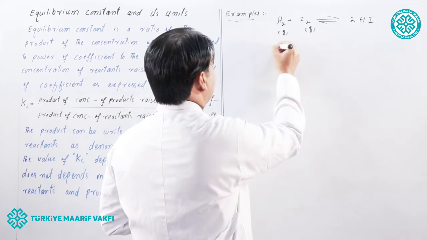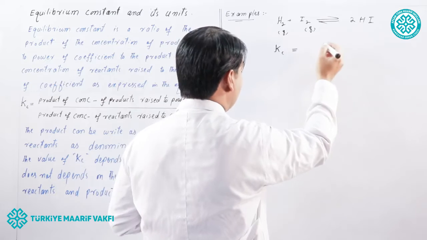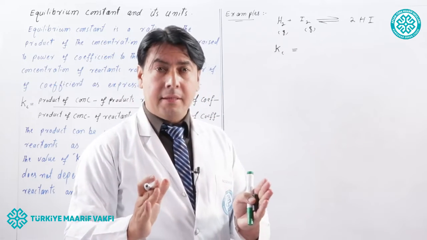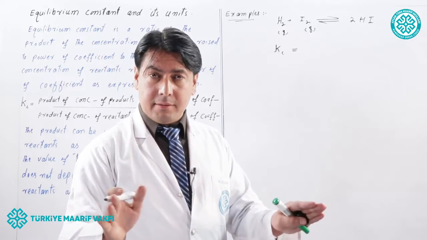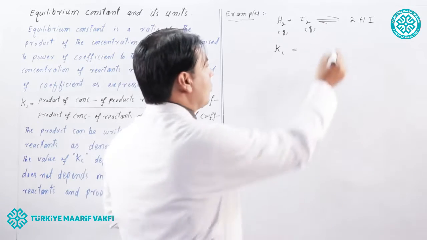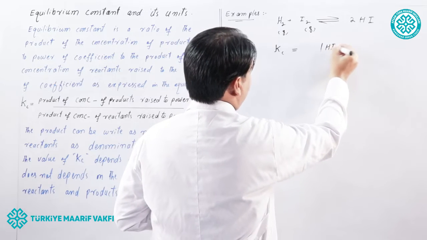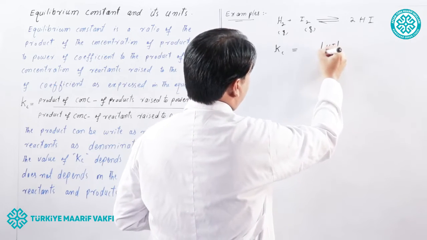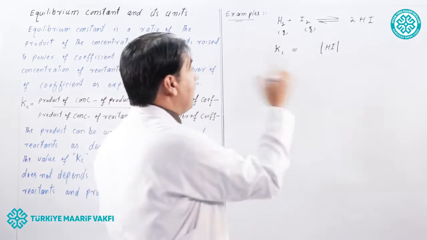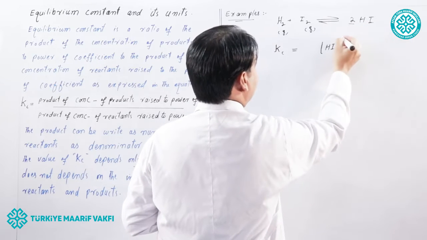So, Kc is equal to, we have discussed already that the product can be written as numerator and the reactants can be written as denominator. So, HI is the product, HI, raised to the power of coefficient of the product. What is the coefficient of HI? 2.